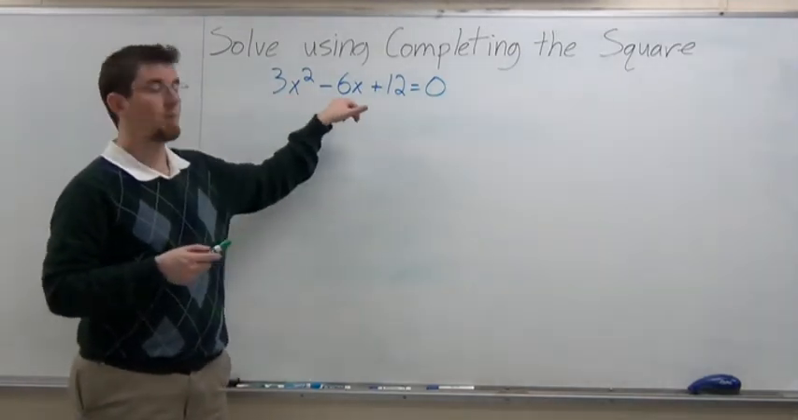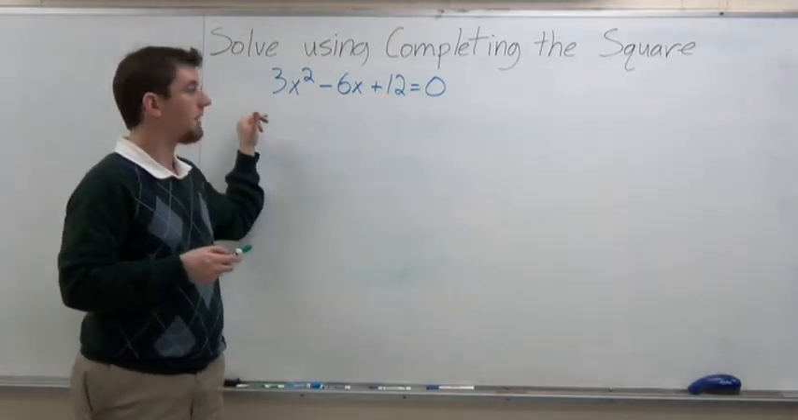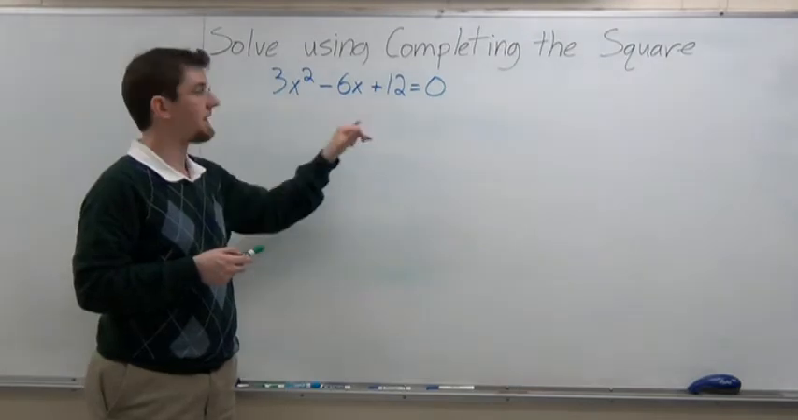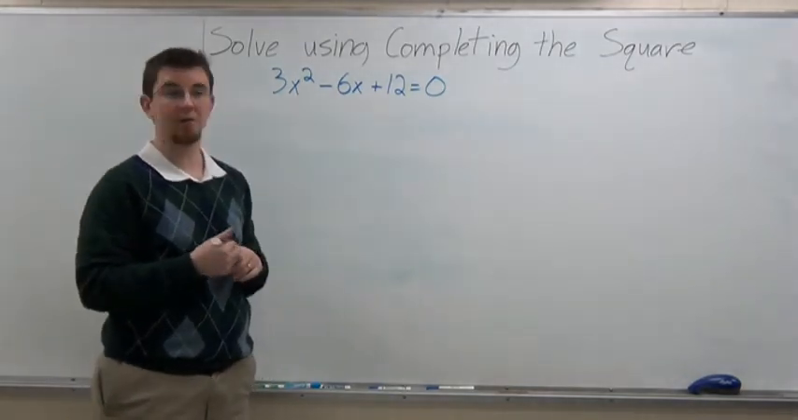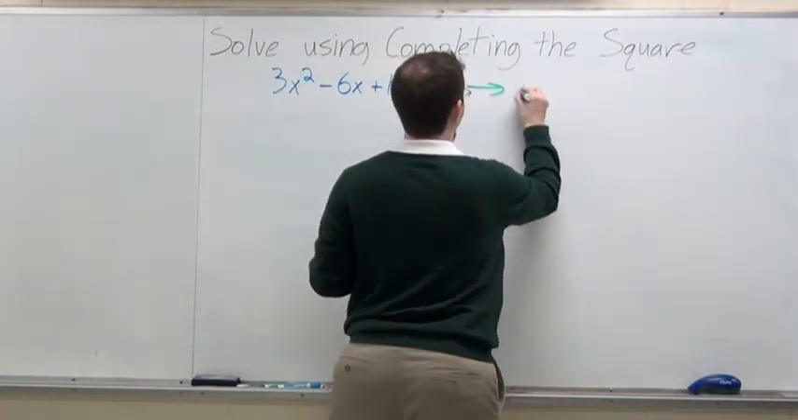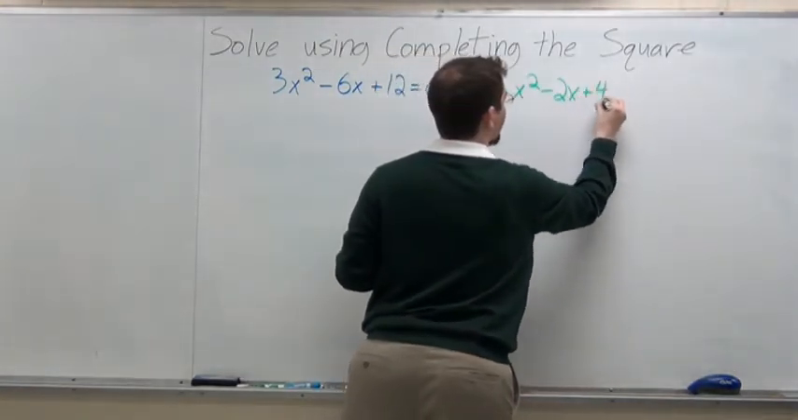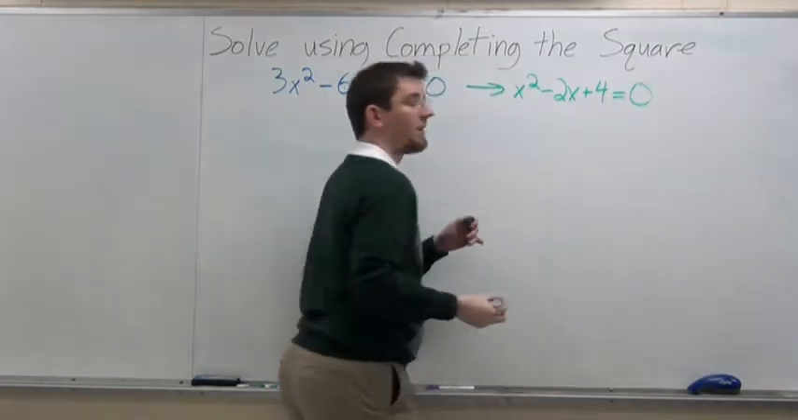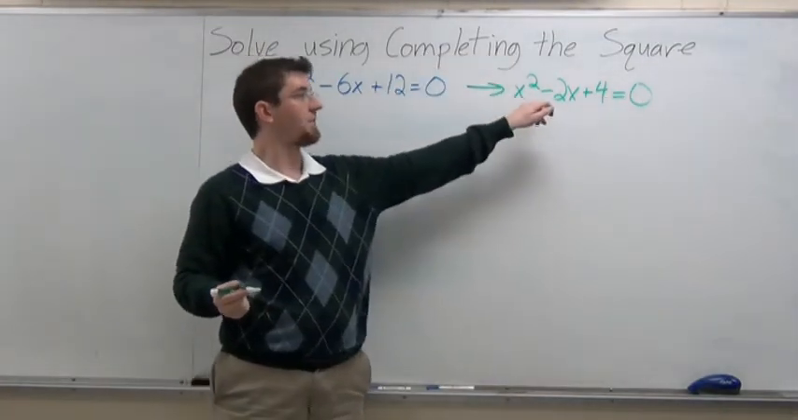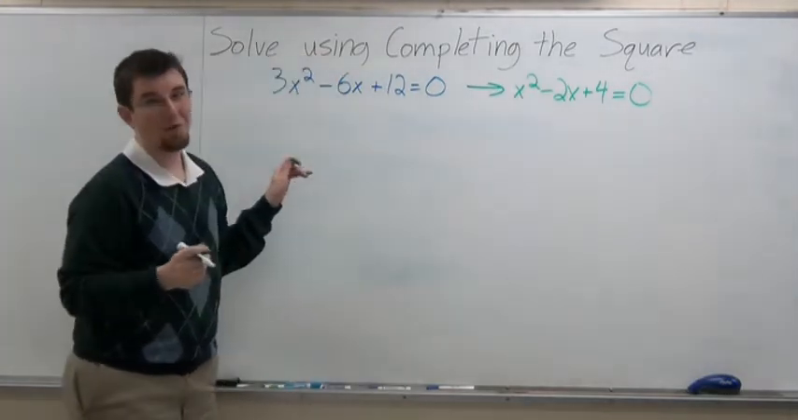I'm going to do a little bit of a shortcut here. I've got 3x squared minus 6x plus 12. All of those, because it's an equation and equals 0, I can divide by 3 on both sides. Now what I get is x squared minus 2x plus 4 equals 0. Now, that won't always work.